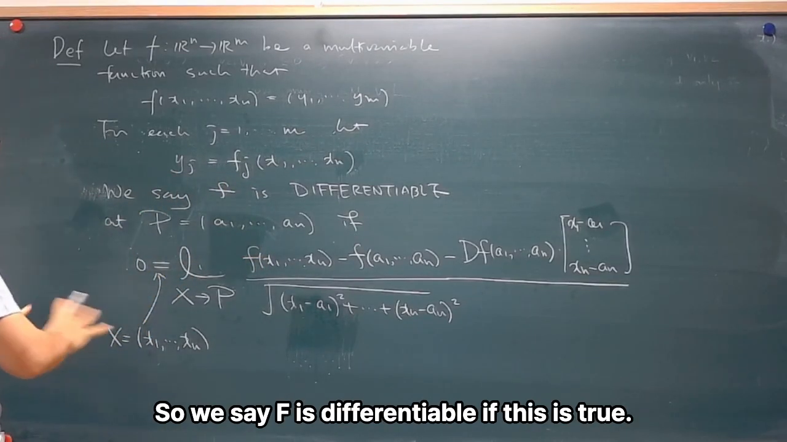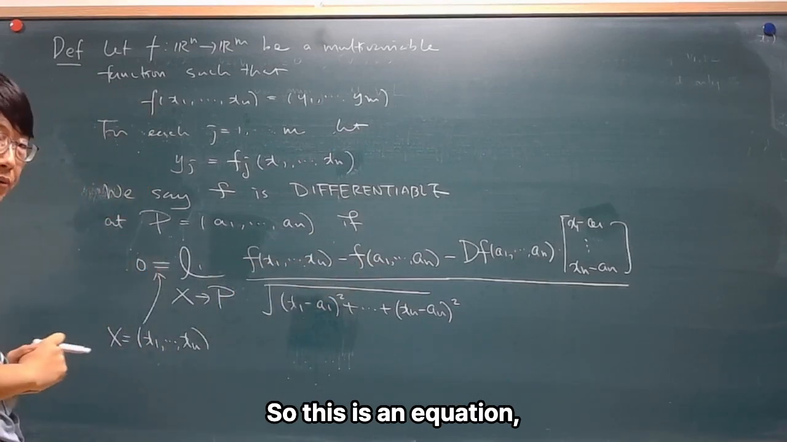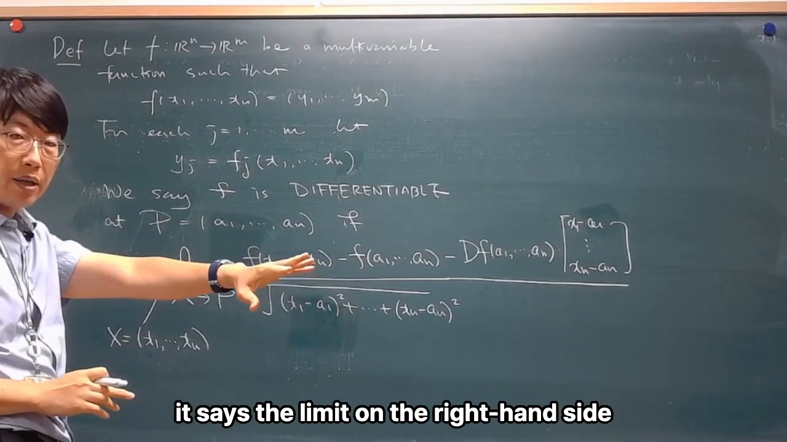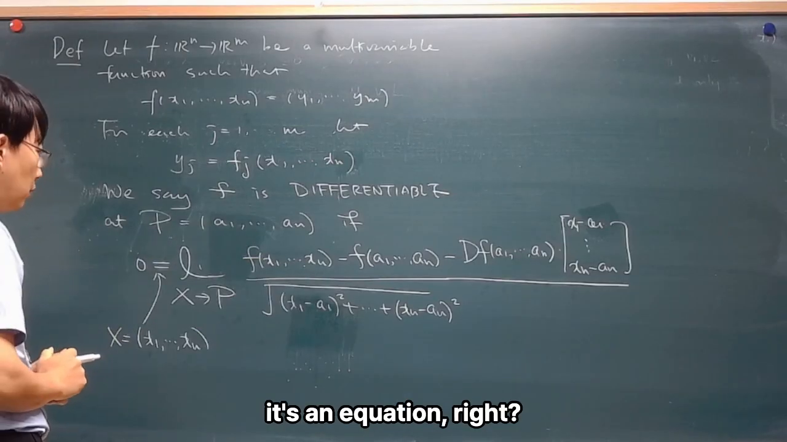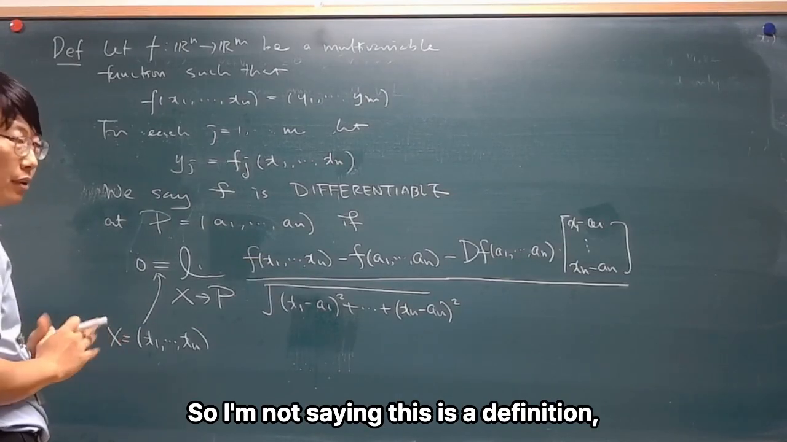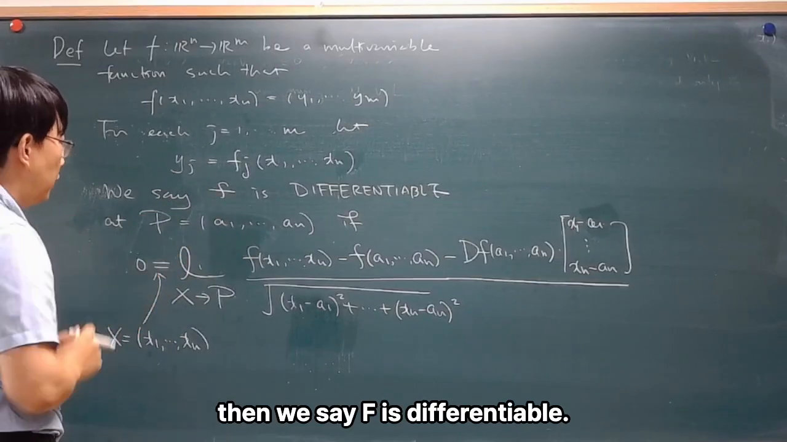So we say f, again, let me state the sentence again. So we say f is differentiable if this is true. So this is an equation. It says the limit on the right-hand side must be equal to zero. So it's a statement. It's an equation, right? I'm not saying this is a definition. It's just a statement. If this statement is true, then we say f is differentiable.